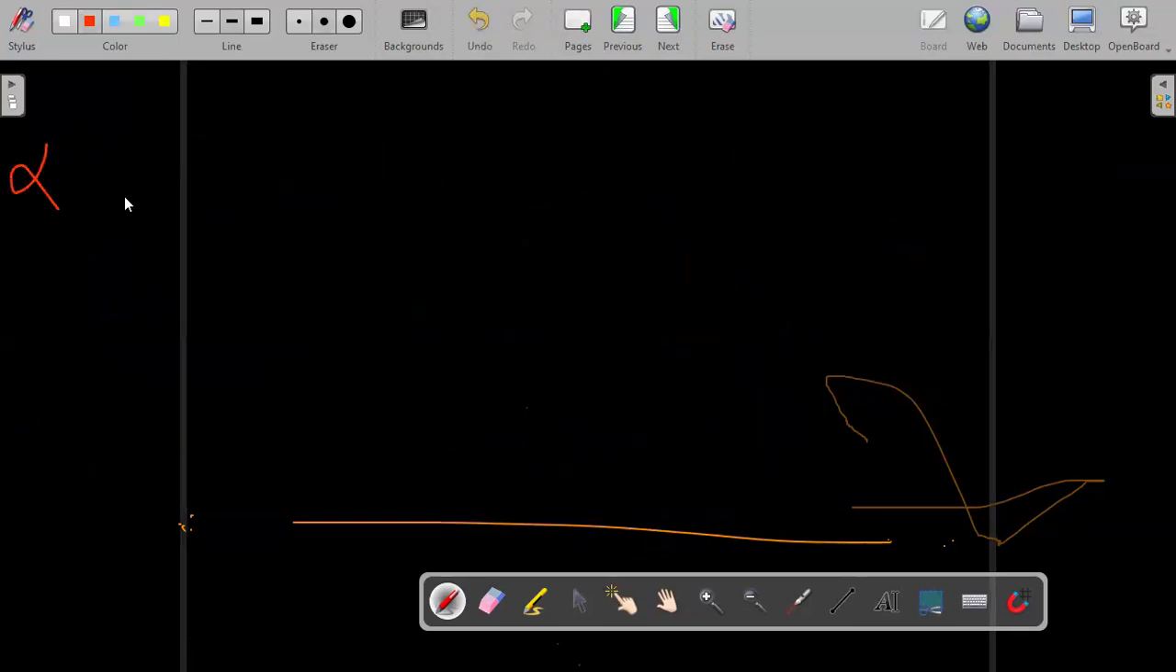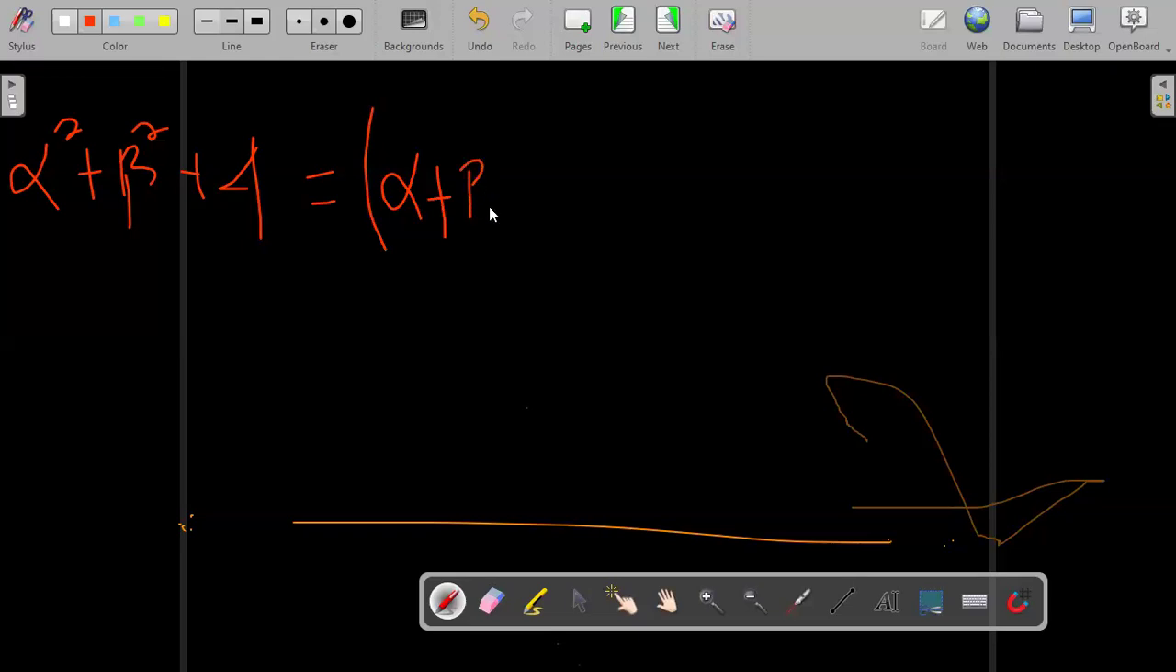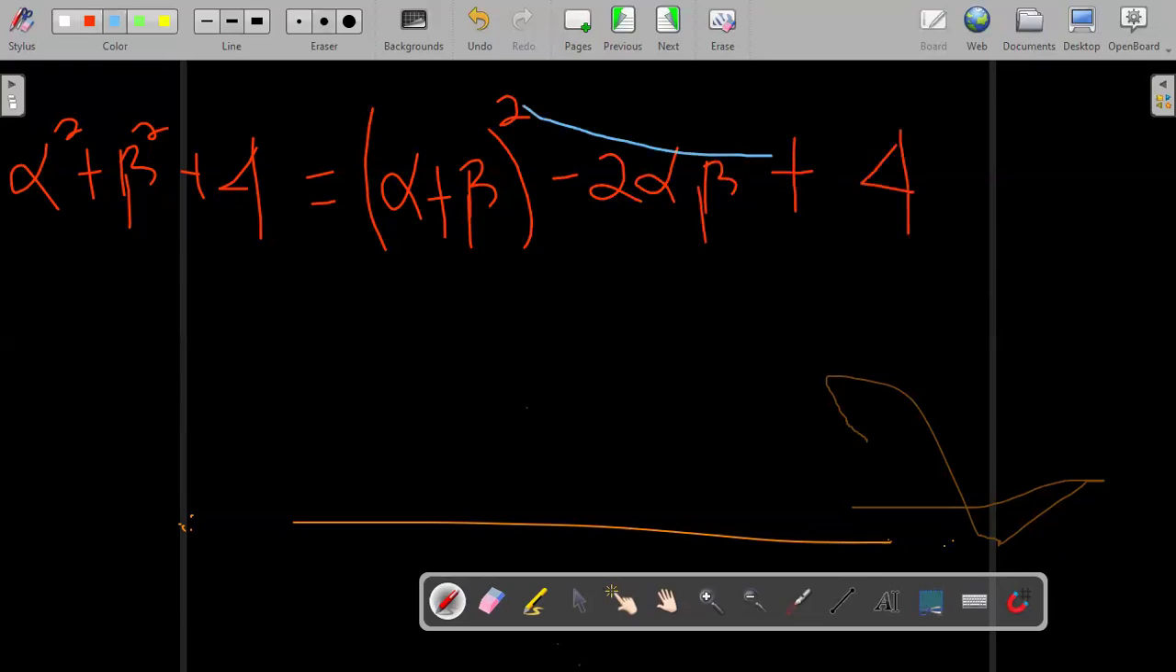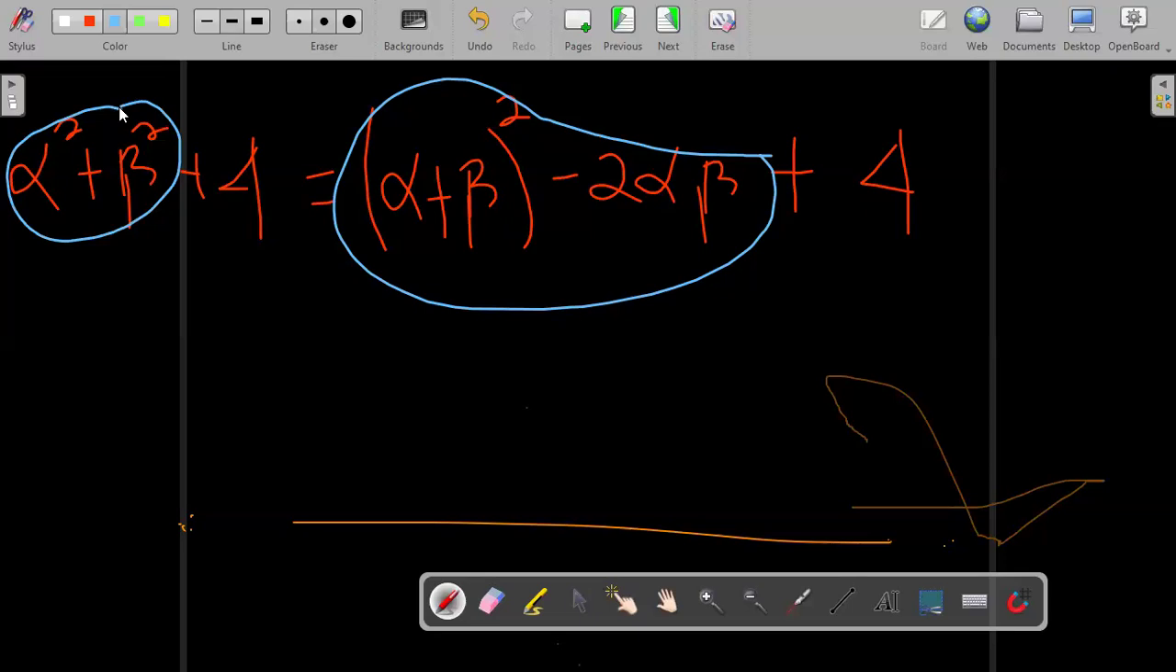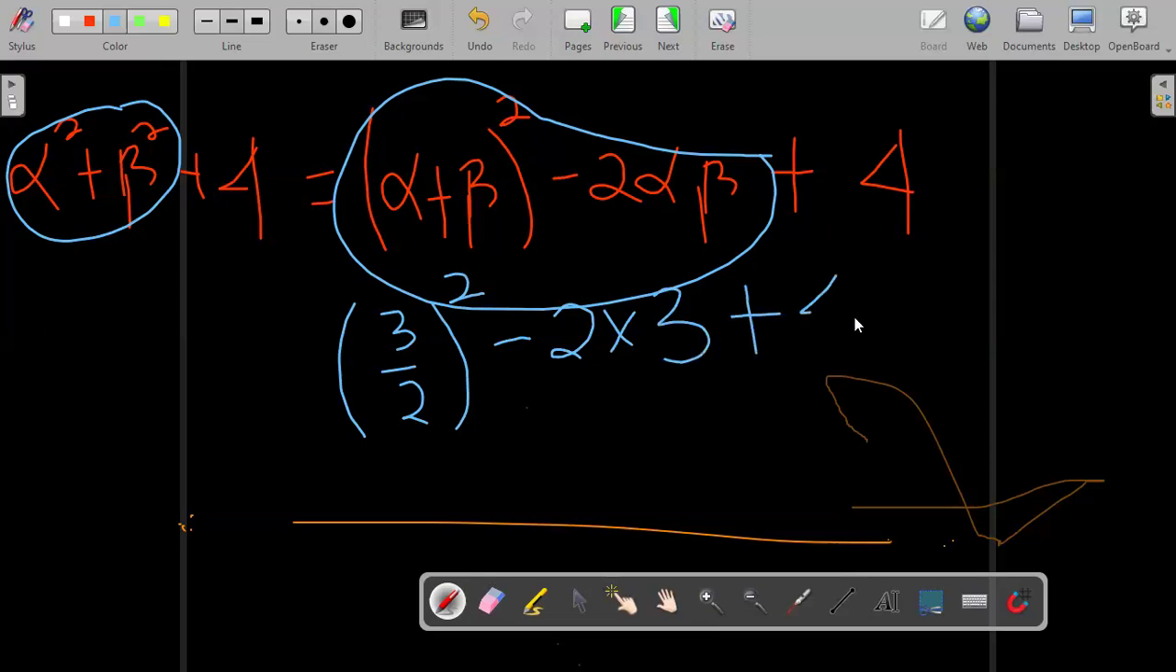So my alpha squared plus beta squared plus 4 can be written as alpha plus beta all squared minus 2 alpha beta plus 4. Your alpha squared plus beta squared can also be called alpha plus beta all squared minus 2 alpha beta, plus the original 4 that was there. So I can now substitute my values. In place of alpha plus beta, I have 3/2, squared, minus 2 times alpha beta, which is minus 3, plus 4.